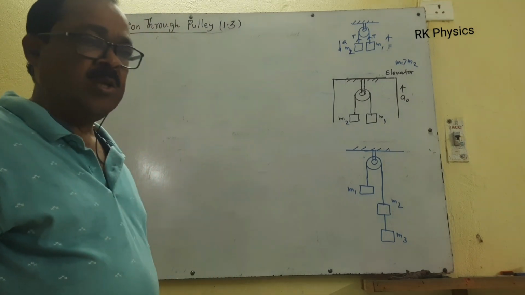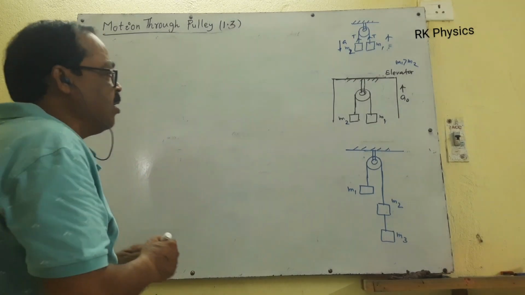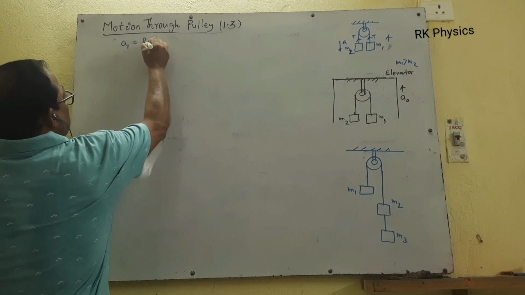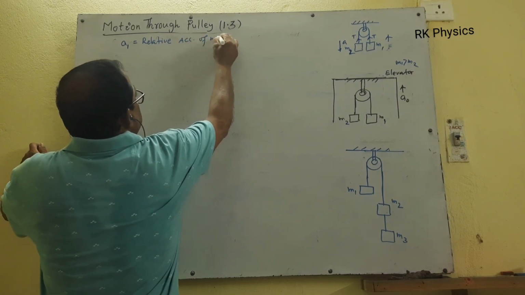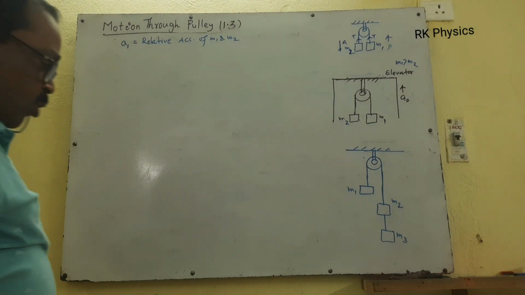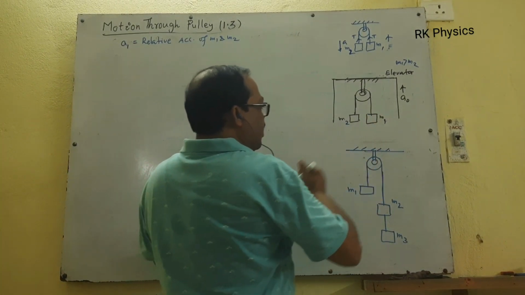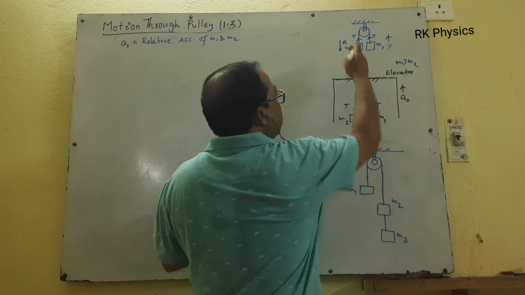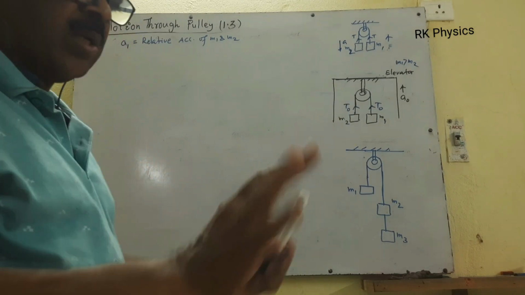Whenever there are two motions, the properties of velocity, displacement and acceleration are relative properties. So here I am taking A1 as the relative acceleration of M1 and M2 with respect to the pulley, and A0 as the acceleration of the lift. Now come to M1 and M2. One is moving down, another is moving up. The tension acting in that case is T. You change the symbol, because these two are not the same.